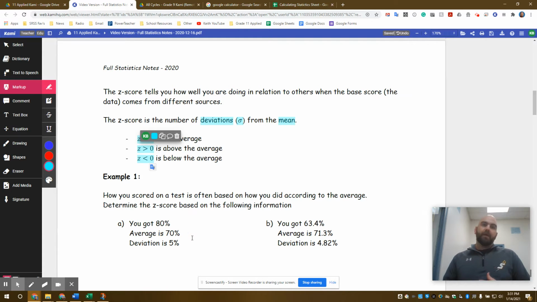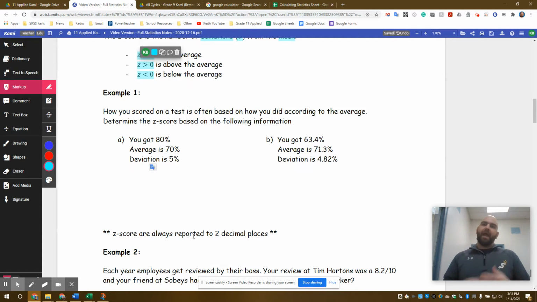Okay, so let's take a look at an example. How you score on a test is often based on how you did according to the average. Okay, so just because you get 90% on a test doesn't really mean that you did better than an 80. If everybody did good on one test and nobody did good on the other test, an 80 could be better than a 90 when you compare. So let's take a look.